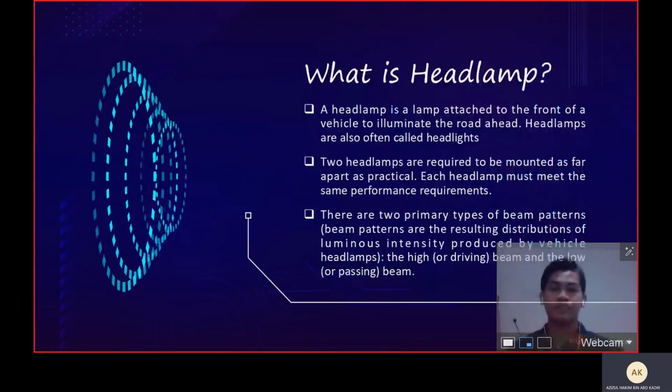The next component is the headlamp. What is a headlamp? A headlamp is a lamp attached to the front of a vehicle to illuminate the road ahead. Headlamps are also often called headlights. Two headlamps are required to be mounted as far apart as practical, and each headlamp must meet the same performance requirements. There are two primary types of beam pattern, based on the illumination intensity produced by the vehicle headlamp, which are the high beam and the low beam.